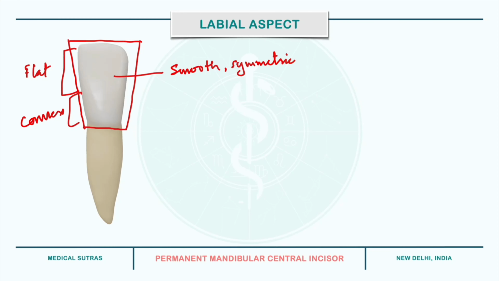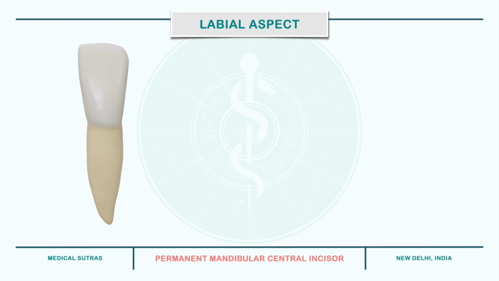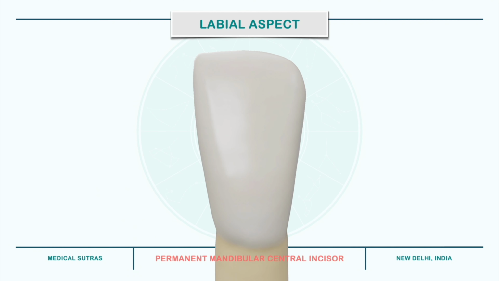In newly erupted teeth, mamelons can be seen at the incisal ridge with fine developmental lines. The incisal outline formed by the incisal ridge is straight and is at right angle to the long axis of the crown.